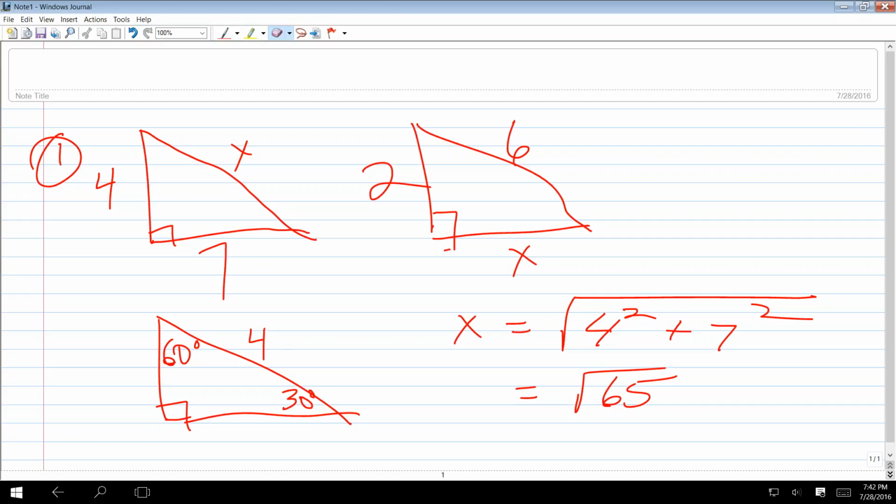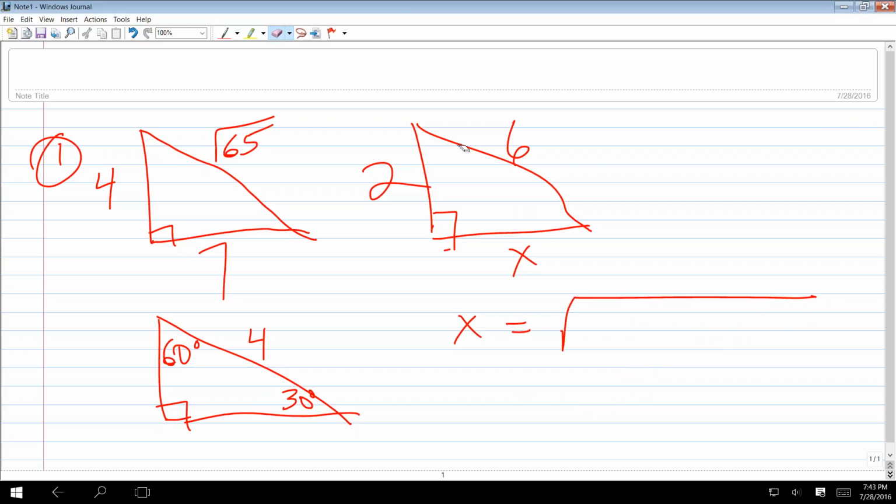So this answer is square root of 65. And it turns out that that's simplified. I can't really reduce that. There are no factors of 65 that are perfect squares.